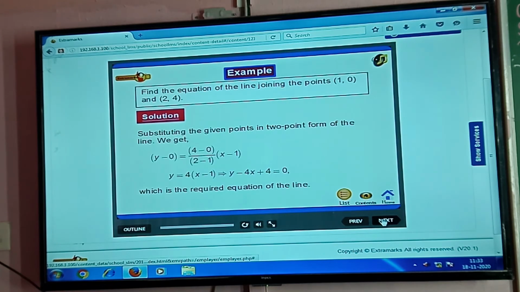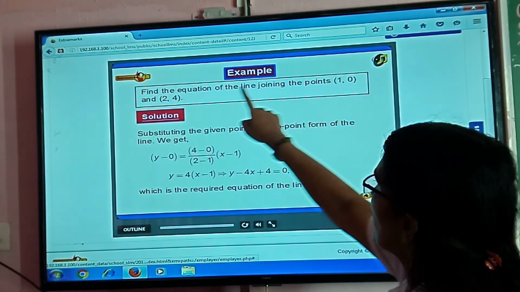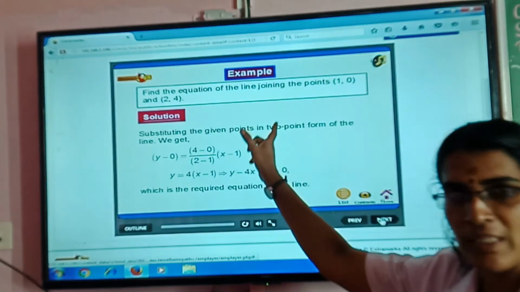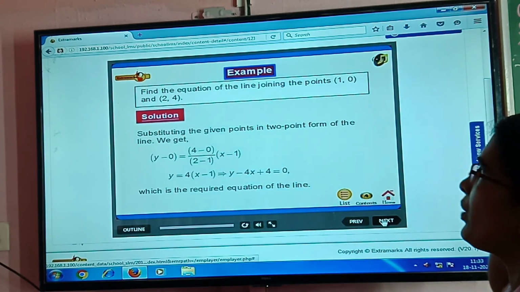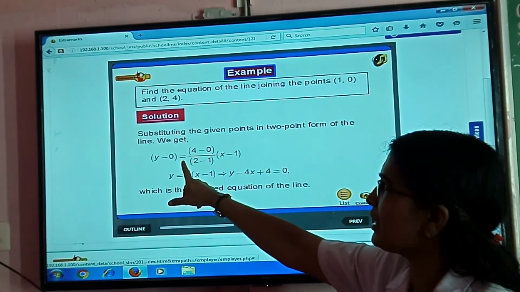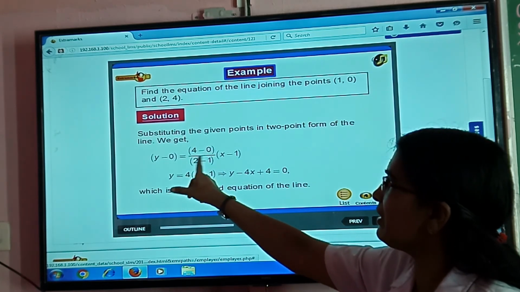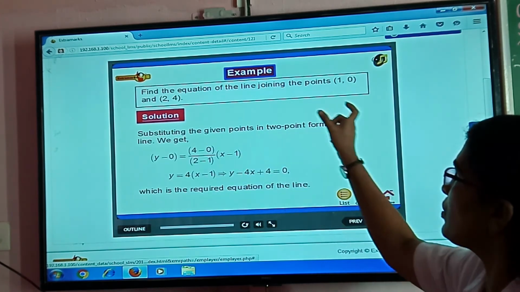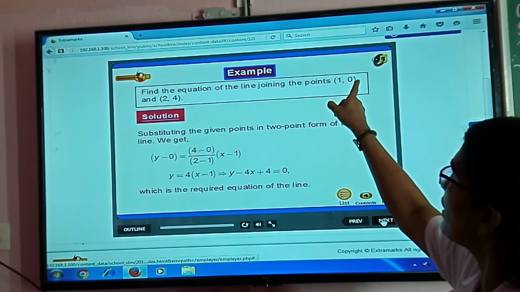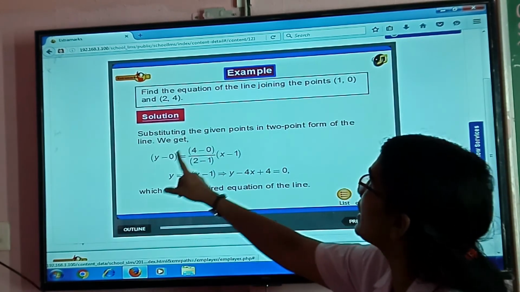So children, here one example is given. Here two points are given. (1, 0) and (2, 4) are the two points given. So this is in the form of two-point form. Two points are given. What is the formula we have to study by heart? y minus y1 is equal to (y2 minus y1) divided by (x2 minus x1) into (x minus x1). Okay, so use that formula. This is x1, y1 and this is x2, y2. So the formula changes to y minus 0.